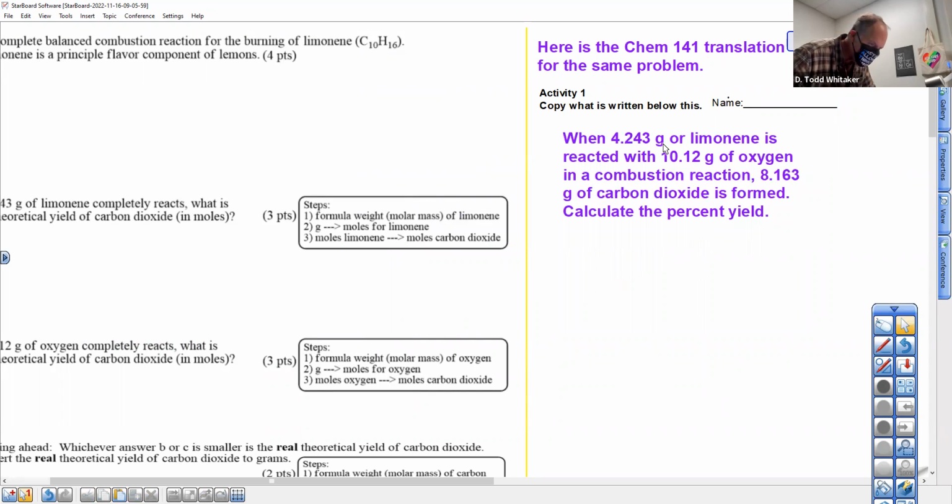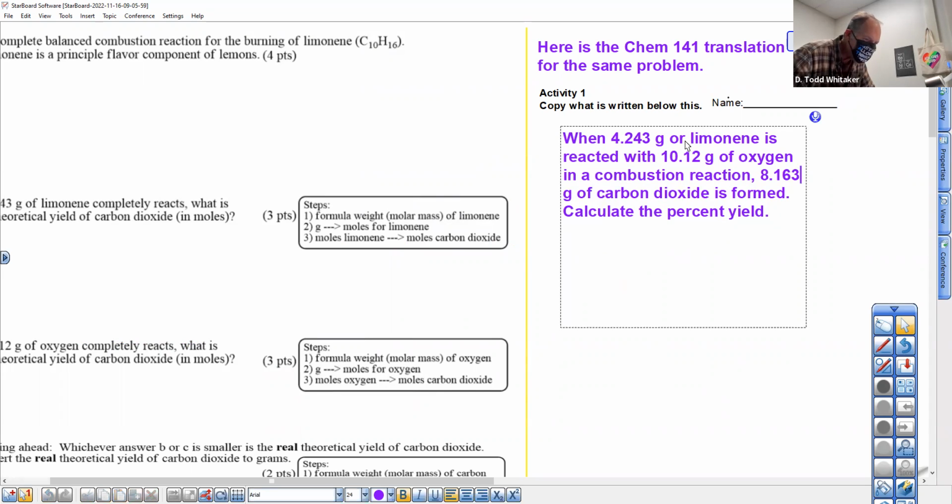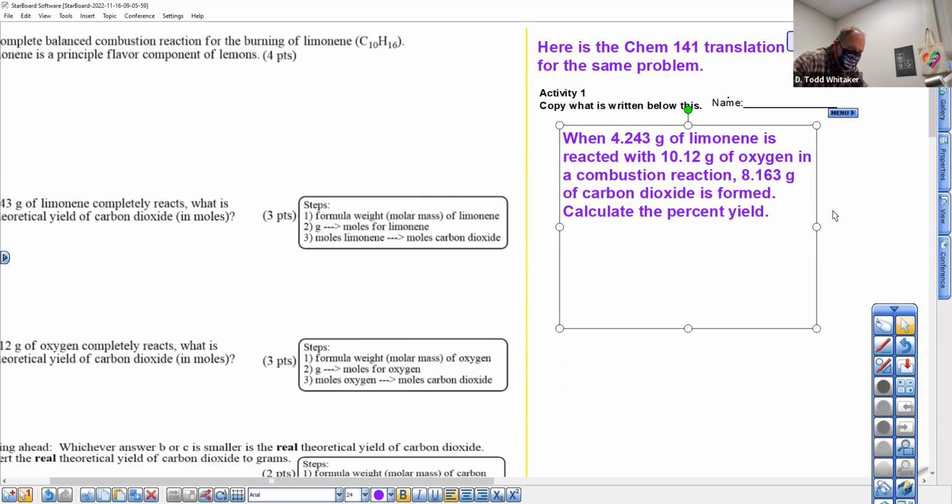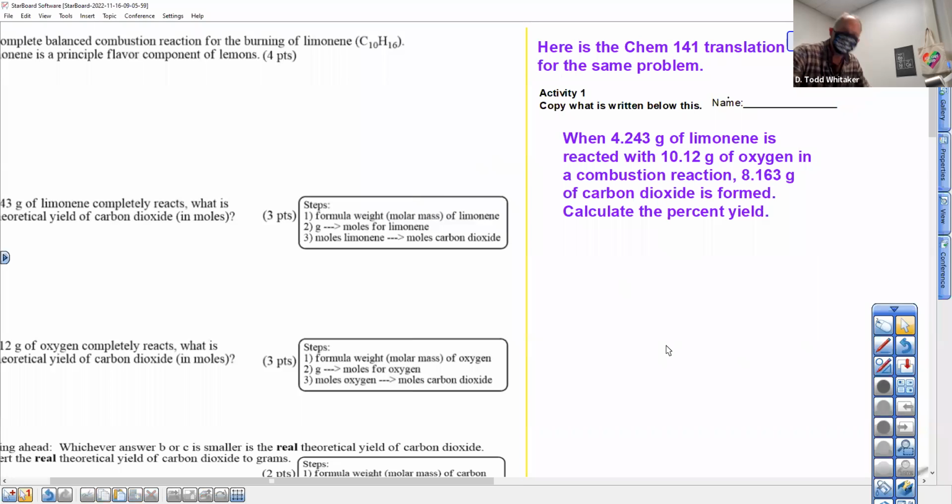Is there a typo? Let's fix it. 4.243 grams of limonene is reacted with 10.12 grams of oxygen in a combustion reaction. If I fix that a little bit, get the G, there, 8.163 grams of carbon dioxide is formed. I don't even use the words actually formed, did I? No, they won't be doing that in 141 either. So we're going to pause and then we'll come back to this, okay?